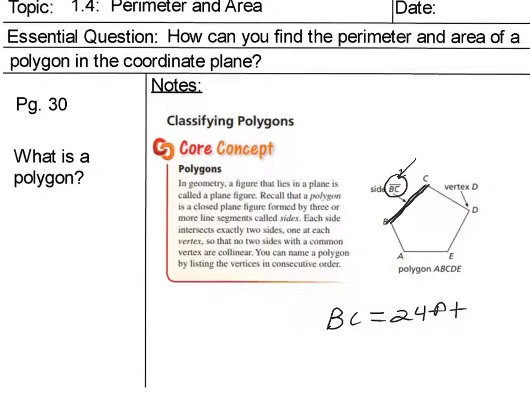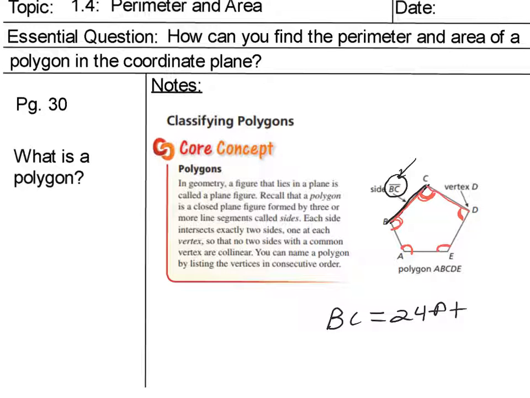It says each side intersects exactly 2 sides, one at each vertex. So that point of intersection between 2 sides, between point BC and DC, that's called a vertex. We often label vertexes for our angles with an arc, just like that. So we'll talk about naming angles pretty soon, but that's a vertex, this is a vertex, this is a vertex, this is a vertex, etc. And we just call them by that point, vertex C or vertex D.